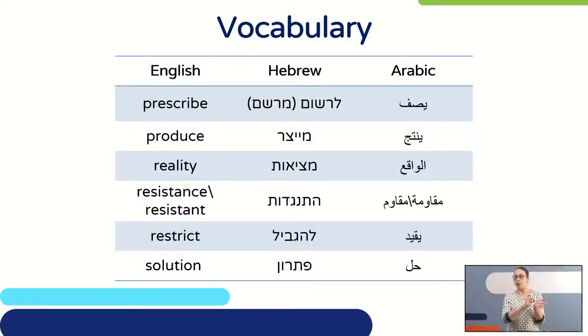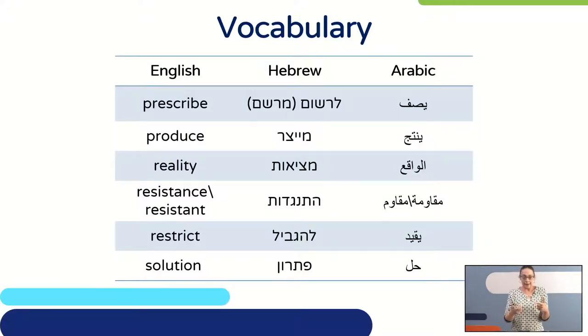Let's move. We have prescribe. The doctor prescribes medicine for you. Produce. We produce, like we have factories that produce different types of things. So this is the word produce. We have reality, the real life, reality.